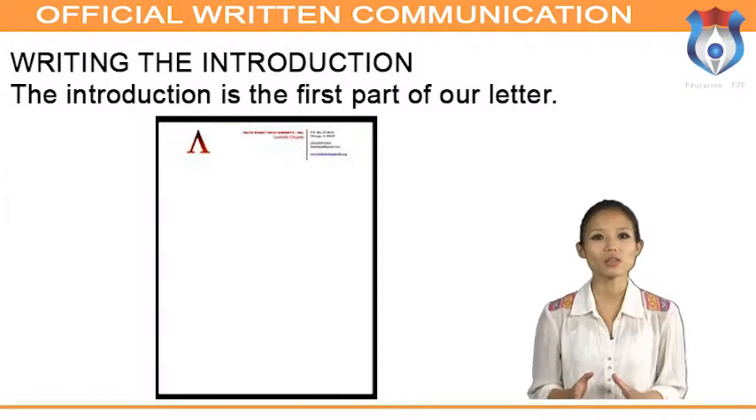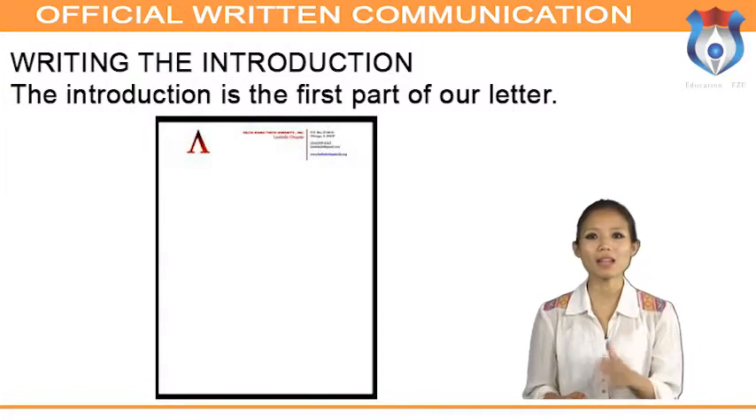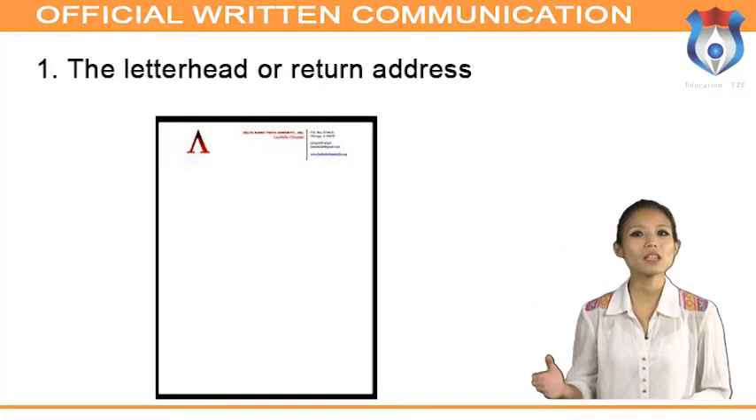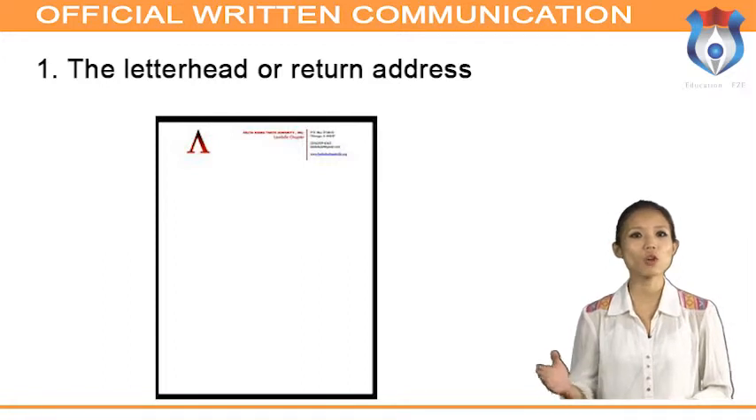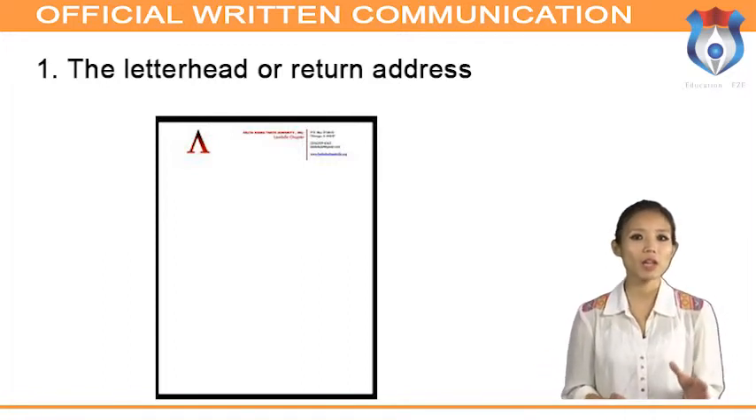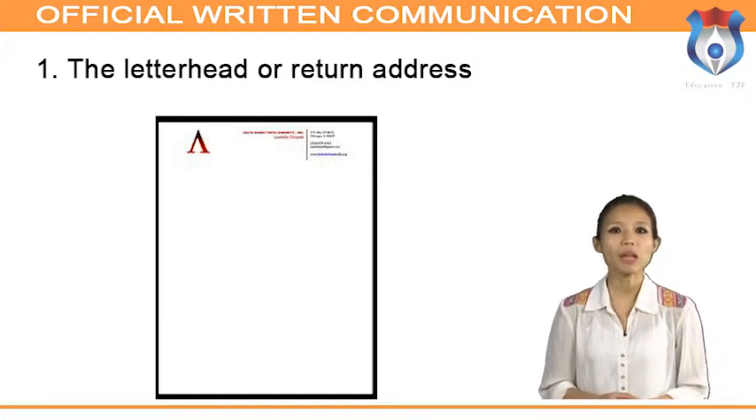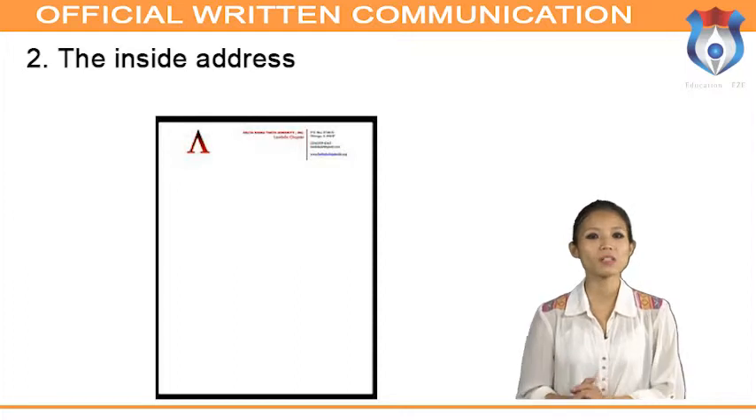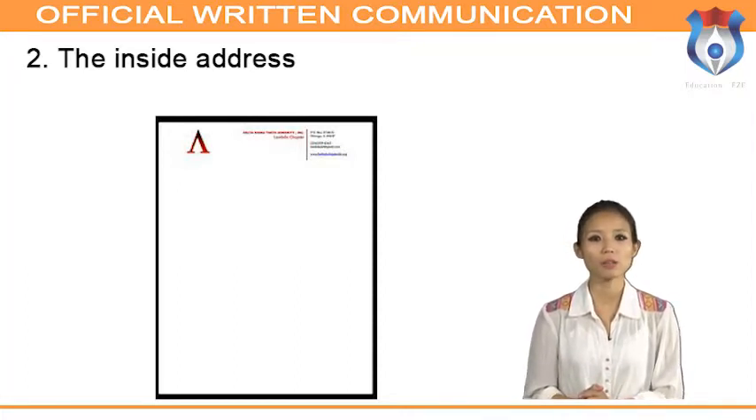Writing the introduction. The introduction is the first part of our letter. It includes everything from the letterhead to the first paragraph. The letterhead or return address. The letterhead or return address informs the readers of various things like the company's name, address, phone number, etc. The inside address. This is the recipient's address. It includes his name and position, the organization name and complete mailing address.